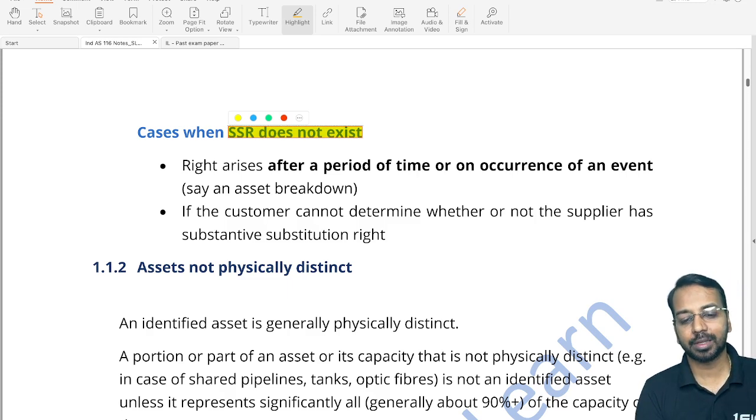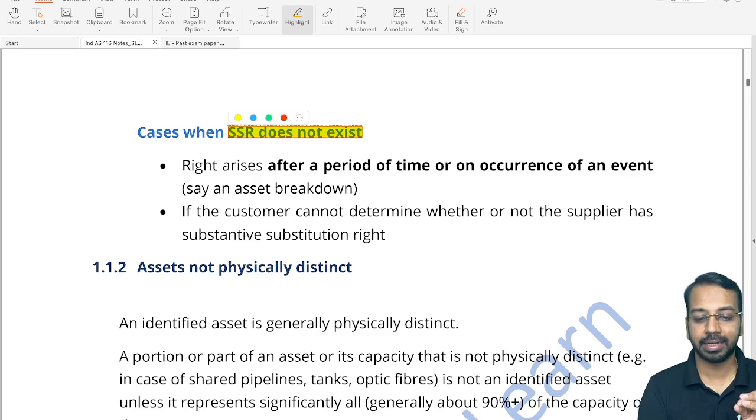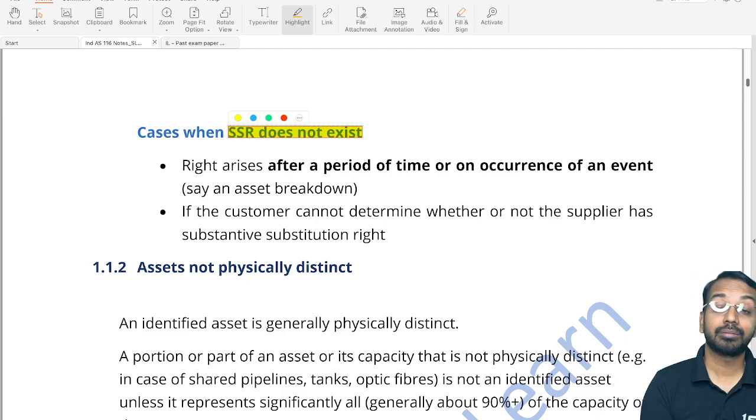When do we say that the substantive substitution right does not exist? One case is if the contract says, for example, I will replace the car. The car was identified. The registration number is also mentioned. Everything is mentioned. But the contract says that the car will be replaced if, let us say, there is a vehicle breakdown, the vehicle has got damaged. Or after a specified period of time, after 2 years, the vendor can change. Then SSR does not exist.